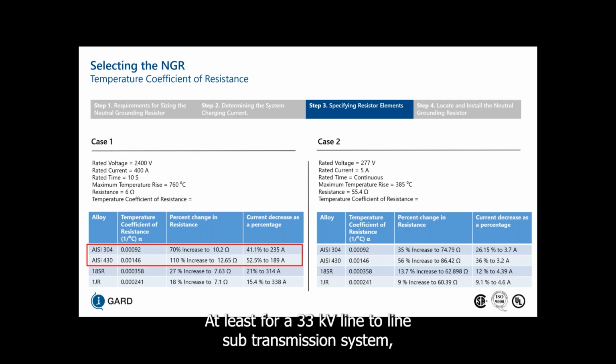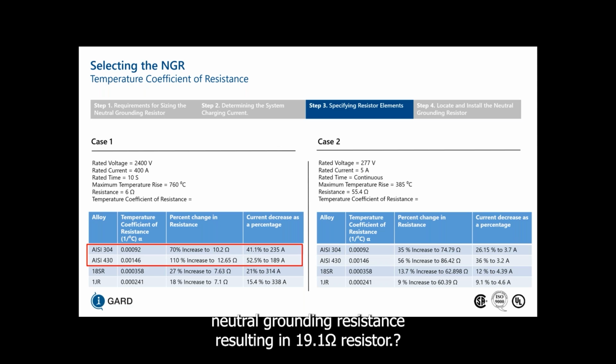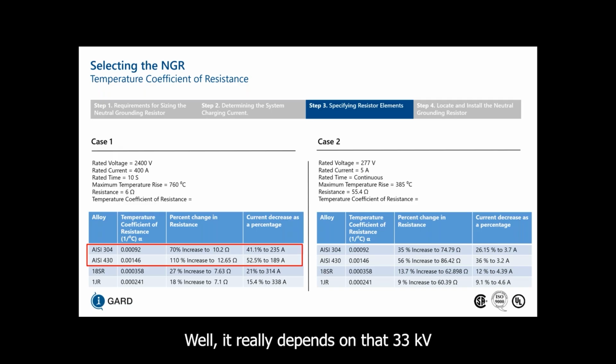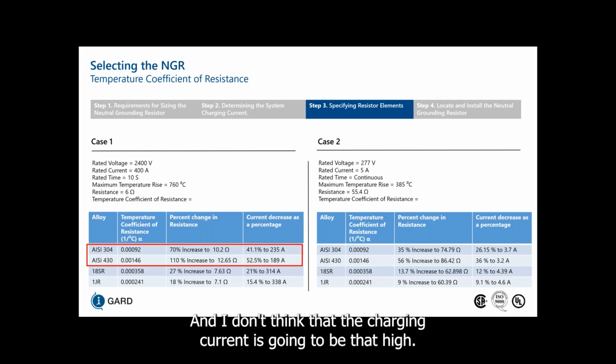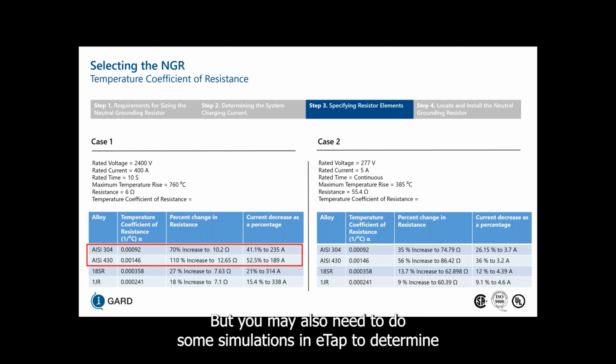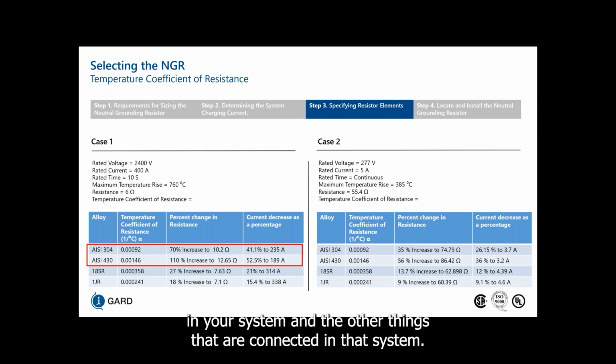For a 33 kV line-to-line sub-transmission system, is it common to assume a max 1 kA solid neutral grounding resistance resulting in a 19.1 ohm resistor? Is that the best practice? Well, it really depends on that 33 kV substation and its associated cable lengths and so on. 1000 amps, that's a lot of fault current, and I don't think the charging current's going to be that high. But you may also need to do some simulations in ETAP to determine if that is the correct selection to make, based on the capacitance in your system and the other things that are connected in that system.